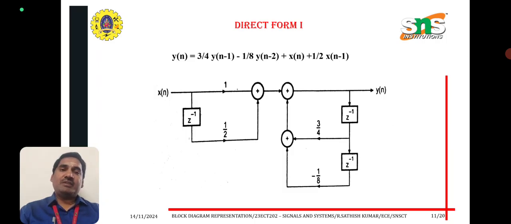That can be multiplied with -1/8, so we get 3/4 into y(n-1) - 1/8 into y(n-2) + x(n) + 1/2 into x(n-1).